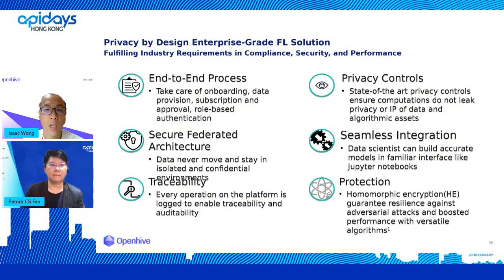And finally, and most importantly, the protection is guaranteed by homomorphic encryption and other mixed types of privacy-enhancing computation, so that adversarial attacks can be protected against, and the performance of machine learning is also guaranteed as well.